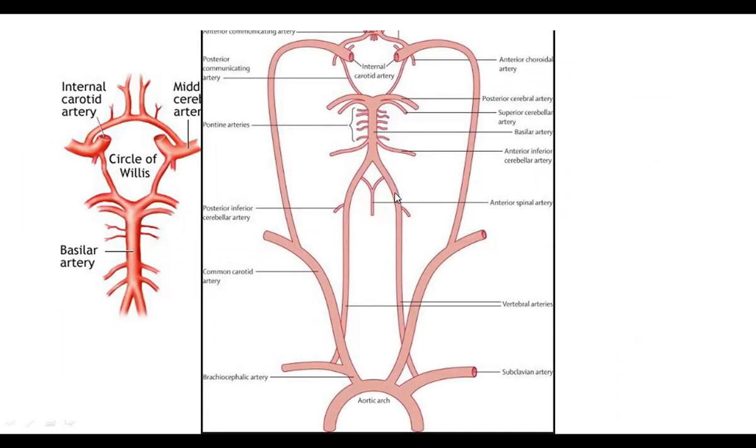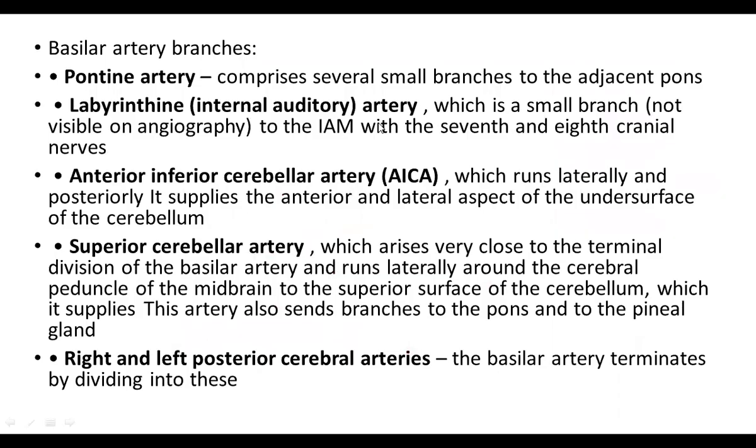This is the vertebral artery joining the basilar artery, and the branches of the basilar artery: pontine artery, labyrinthine artery, anterior inferior cerebellar artery, superior cerebellar artery, and right and left posterior cerebral arteries. The basilar artery terminates by dividing into these branches.